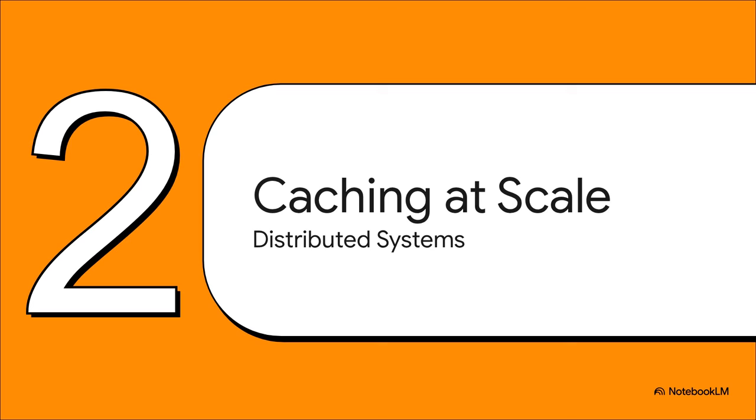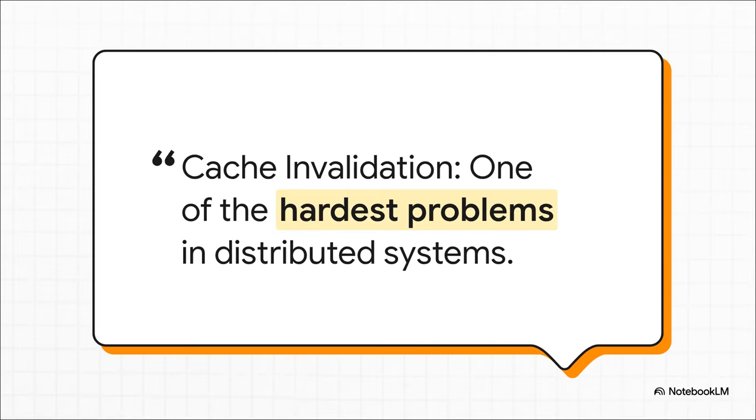Okay, let's level up. Everything we've talked about gets a lot more interesting and a lot more complicated when you're running a massive distributed system. We're not just trying to make one server faster anymore. We're trying to orchestrate a whole fleet of them. There's a very famous quote in computer science that says there are only 2 hard things: cache invalidation and naming things.